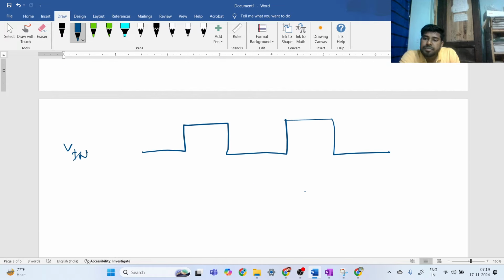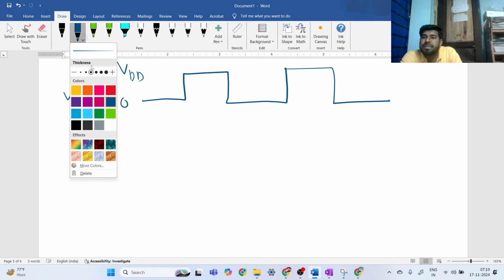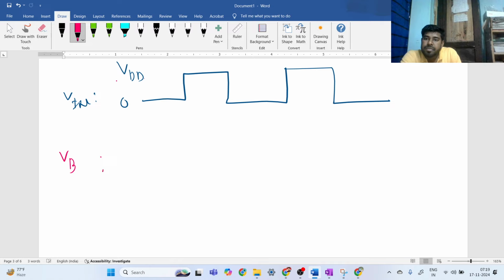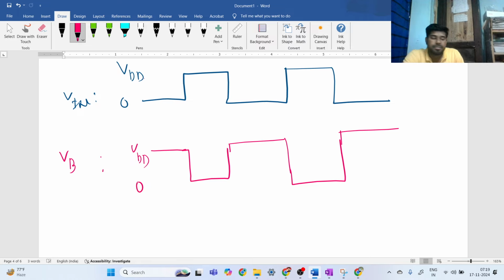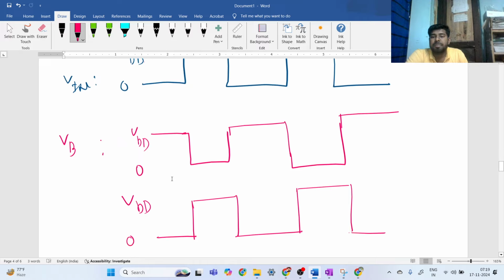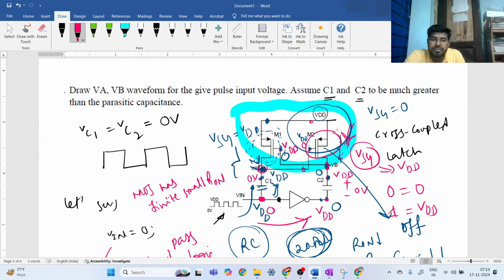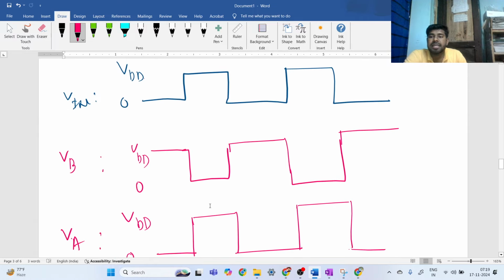So this is VIN. It goes from 0 to VDD. Let me draw the VB first. So this is VB. When this is 0, it will be VDD, and when VDD, it will be like that. VB and VA are complementary, so it will be opposite. So this will be 0 and this will be high. This is 0, this is VDD. So actually the VA node is following the VIN itself. VA is following VIN. This is the final solution.